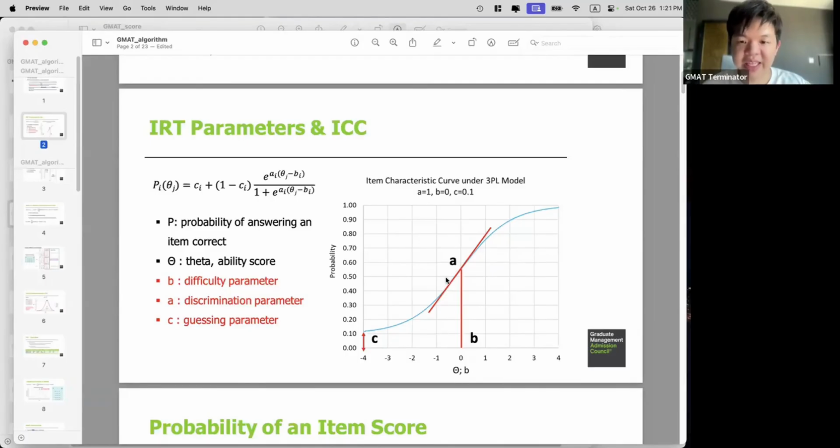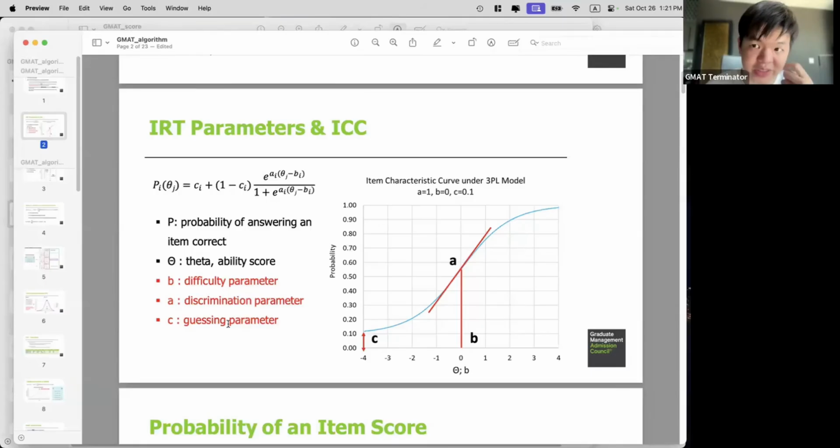So what is A? A is called the slope, which means the higher the slope, the more even a small difference between your ability and the difficulty will matter. Then your probability of getting it right or wrong will fluctuate more dramatically. This is the concept of discrimination. So if a small difference in ability leads to a big difference in the probability of answering correctly, that means the question has a high discrimination and is better at distinguishing people with different abilities.